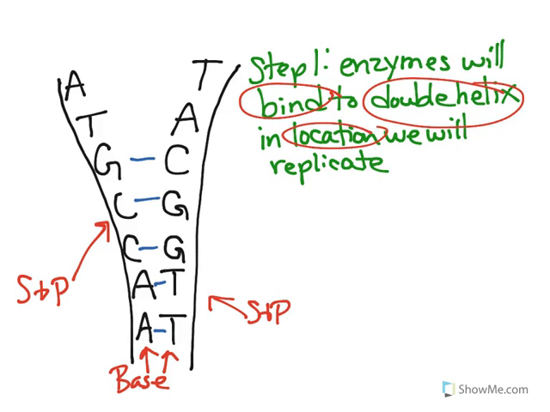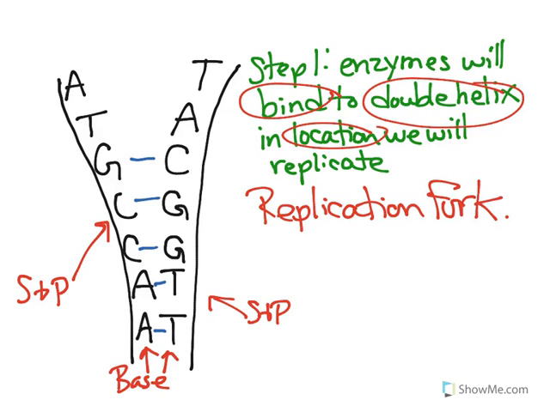Now, if we only start at one place within the DNA and then had to replicate the entire thing, it would take forever. So what ends up happening is that we pick many different locations along the same strand where this is happening at the same time. The place where this is going to happen is called a replication fork. And we'll see why it's called a fork in just a short bit.